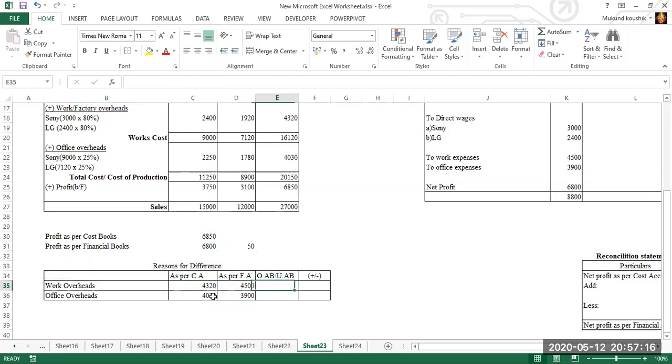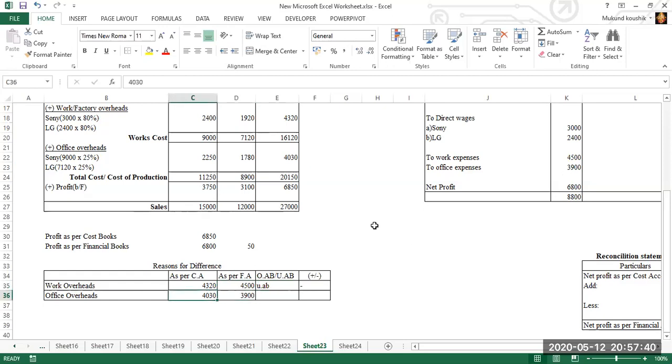Now, we have to see this. As per cost accounting, work overheads are 4,320. As per financial accounting, it is 4,500. So which is more? Financial accounting is more and cost accounting is less. So when cost accounting is less than financial accounting, it is under absorption. Whenever it is under absorption, what do you have to do? Do you add or deduct? You have to deduct. Under absorption, we always have to deduct.